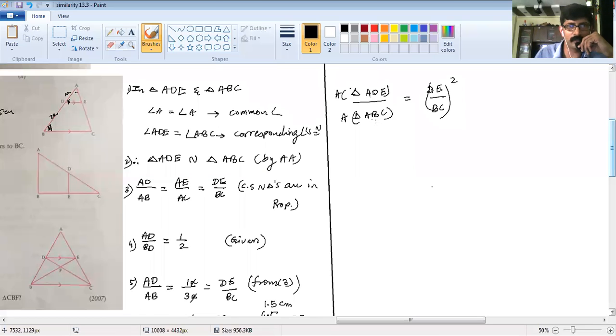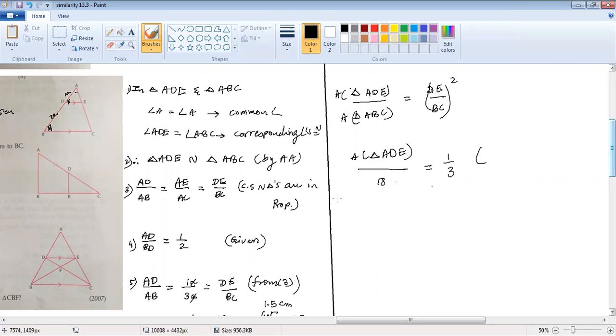So what is the area of triangle ADE? We don't know. Area of triangle ABC, we know. So we are just writing ADE as it is. What is the area of triangle ABC? Which is 18. And then what is DE? We know that DE is to BC is 1 is to 3, isn't it? That is from part 5. DE is to BC is 1 is to 3. Okay, now student, this is from part 5.